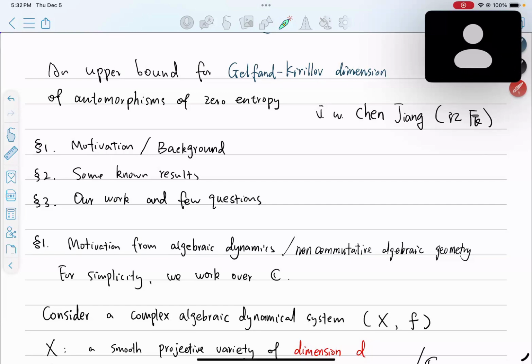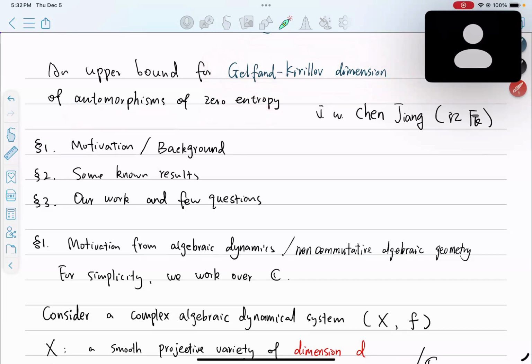So today I'm going to talk about this joint work with Chen Jiang from Fudan University. Actually, I just slightly changed the title, because it's a talk in Moscow, I guess this name is better. So I'm going to talk about upper bounds for Kirchhoff dimensions of automorphisms of zero entropy.